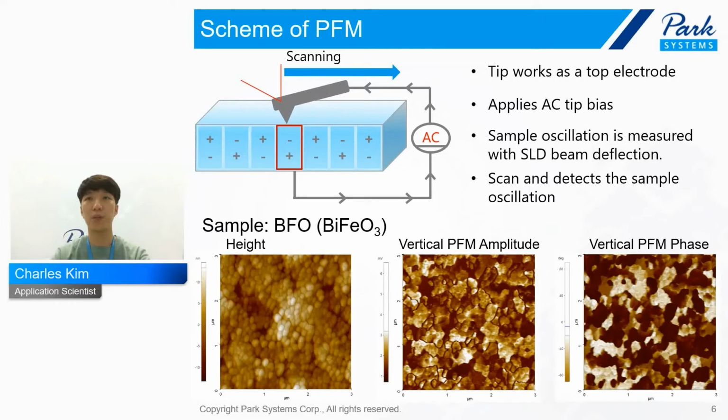And from the vertical PFM phase, you can see the clear differences between the bright part and the darker part. So the bright part means somewhere has aligned, and the darker part means somewhere aligned in the opposite direction.